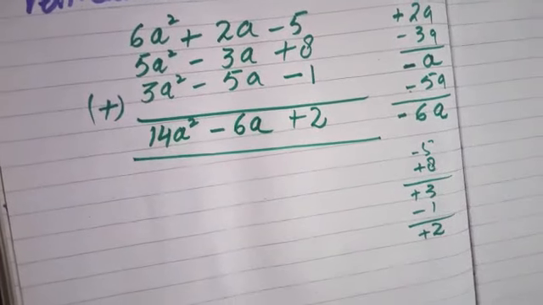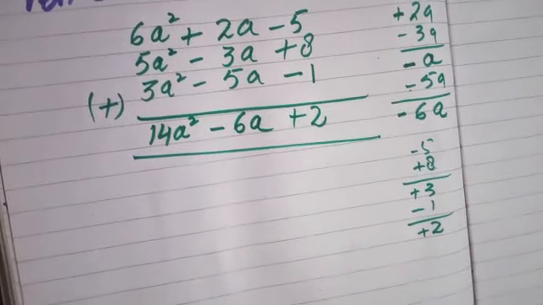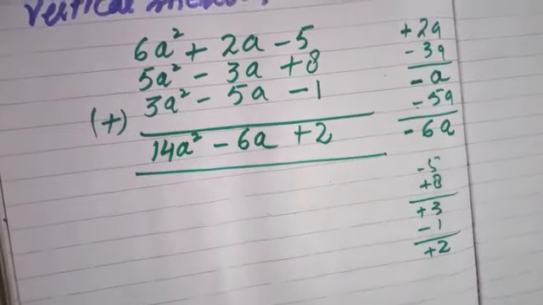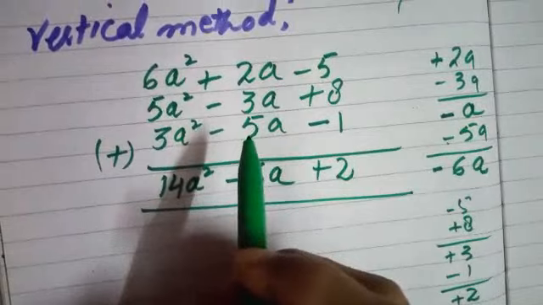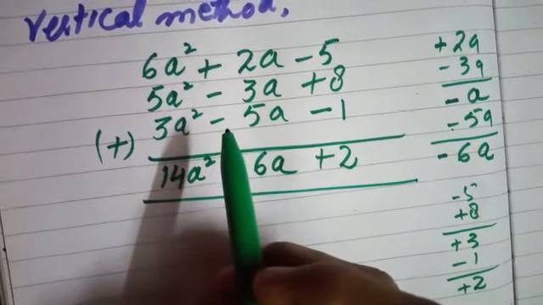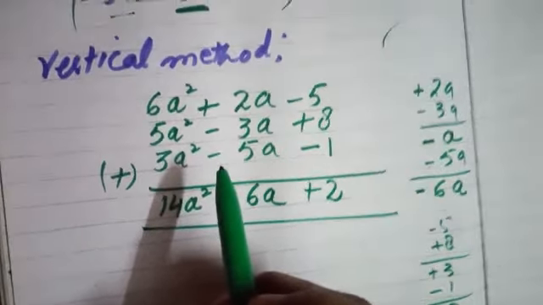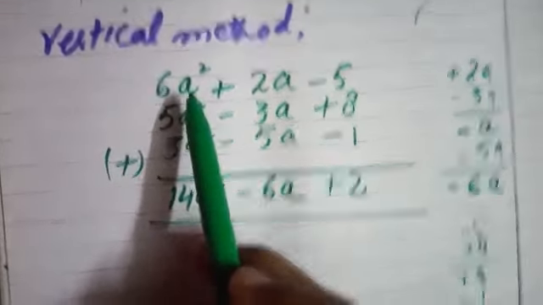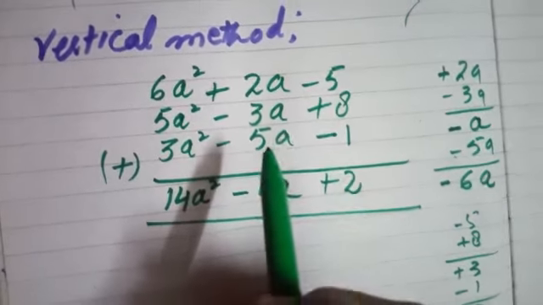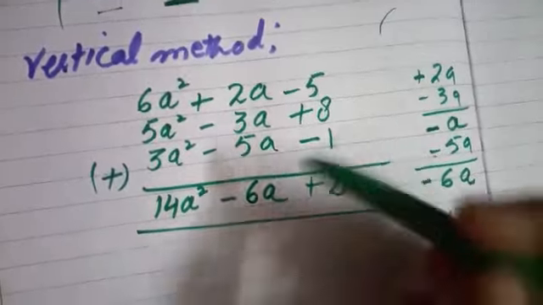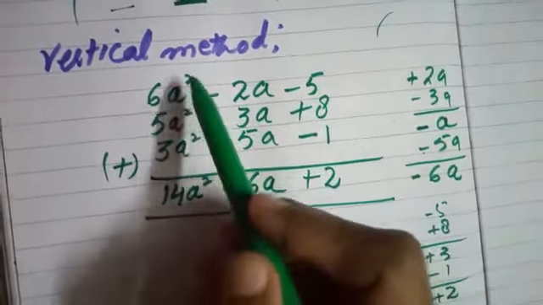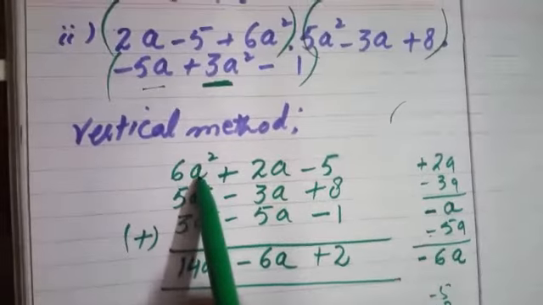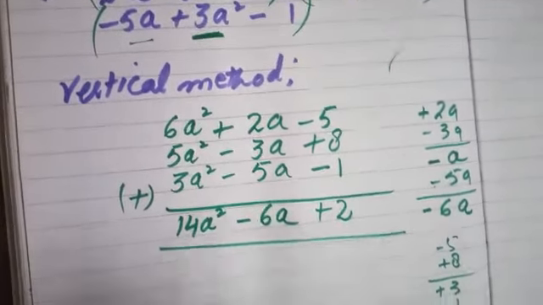When we are adding the sums, we have to remember that we have to add like terms. The operation of addition and subtraction will be performed between the like terms. Which are the like terms? Those having the same variable with the same power. So we add these like terms, which have the same variable with the same power.